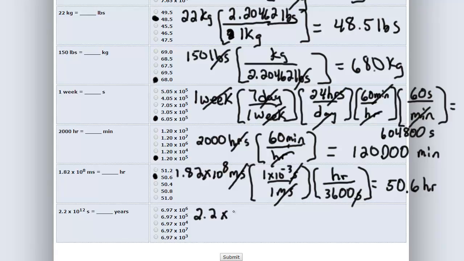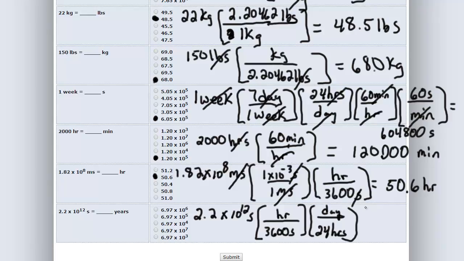2.2 times 10 to the 12th seconds. And we want to figure out how many years that is, and what it's equivalent to. We already said that there were 3,600 seconds in an hour, and that there's 24 hours in a day. Just hammer this stuff out. And then there's 365 days in 1 year.